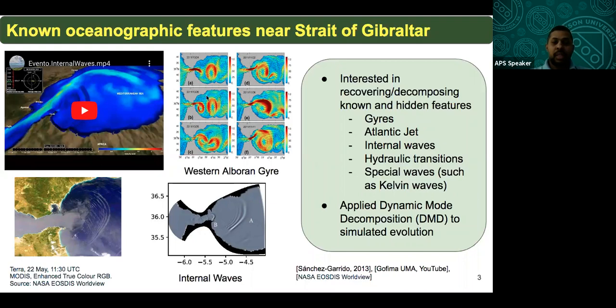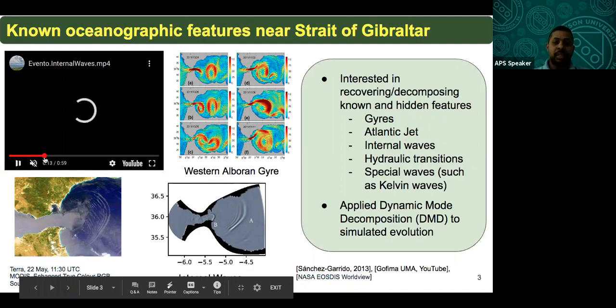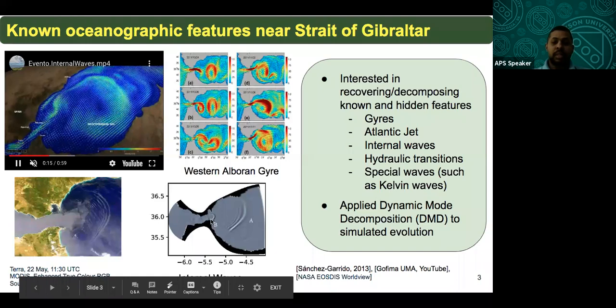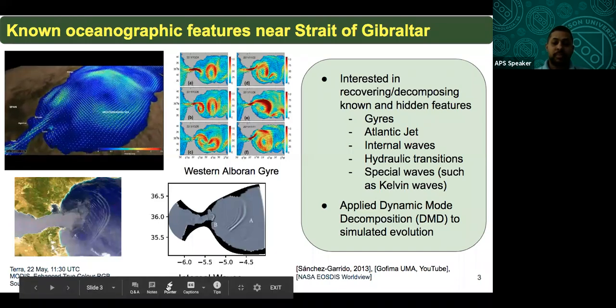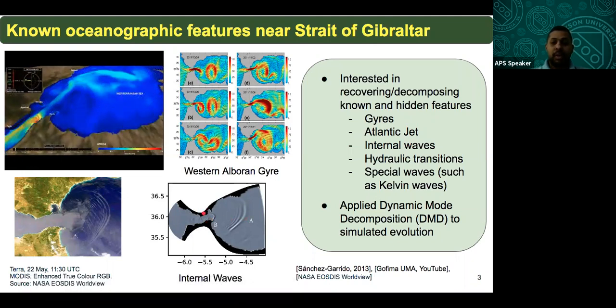So let's zoom into those features. We are interested in the Western Alboran gyre and some internal wave patterns. This is a satellite image of such a wave pattern, and this figure shows the propagation of that wave train. We want to recover or decompose those features from the given data set, and we deal with that using the DMD algorithm. We apply the DMD algorithm to the data set to decompose or isolate those features.